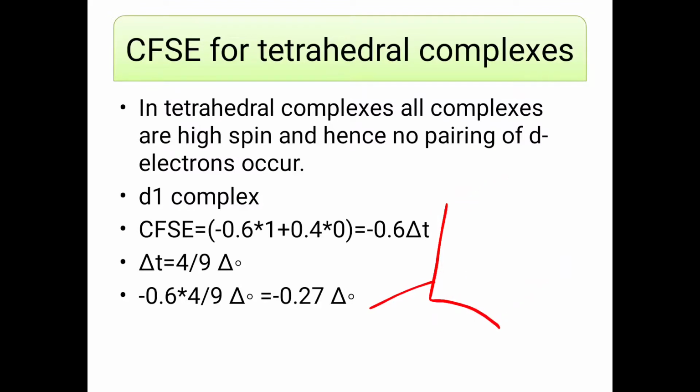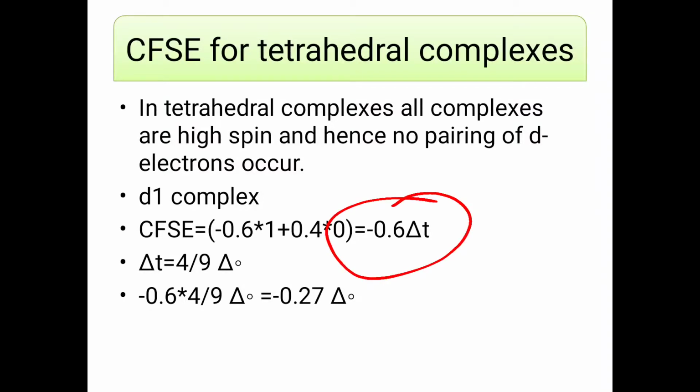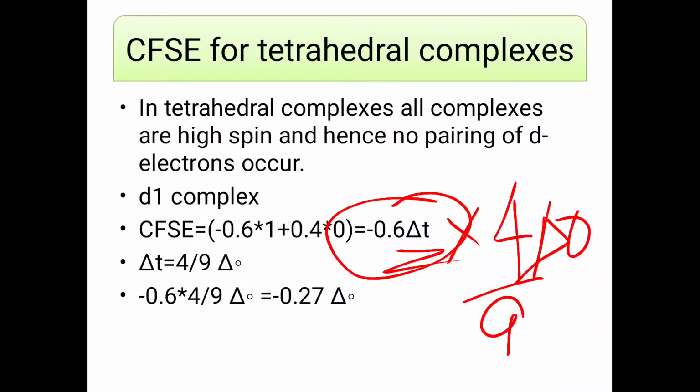So coming to the D1 complex. You have to fill the electron, and to find the CFSE you multiply this minus 0.6, which was in the diagram, into that one, which will give you minus 0.6 delta T. If the question is asked in terms of delta T, you have to leave it like this only. But if they ask you in terms of delta O, you need to multiply this answer by 4 upon 9 delta O, which gives you the answer as minus 0.27 delta O.